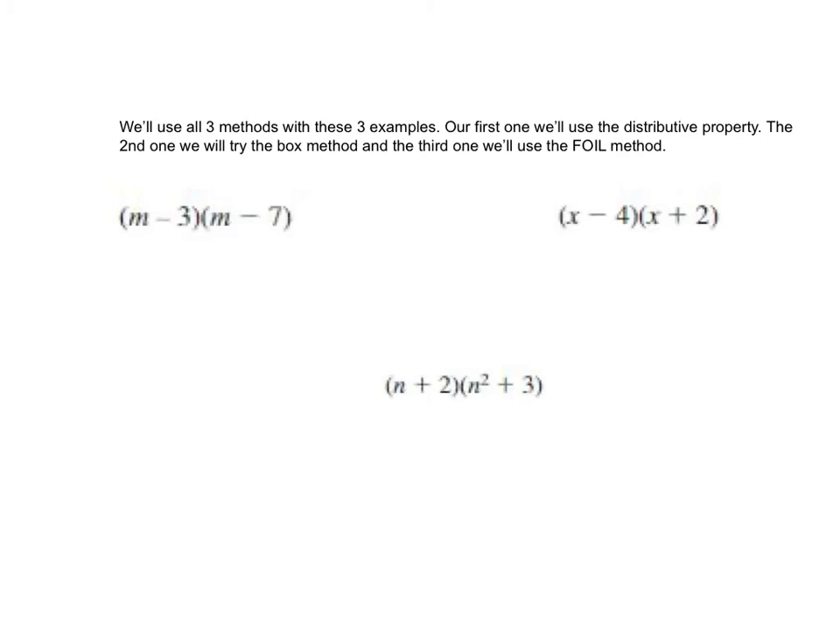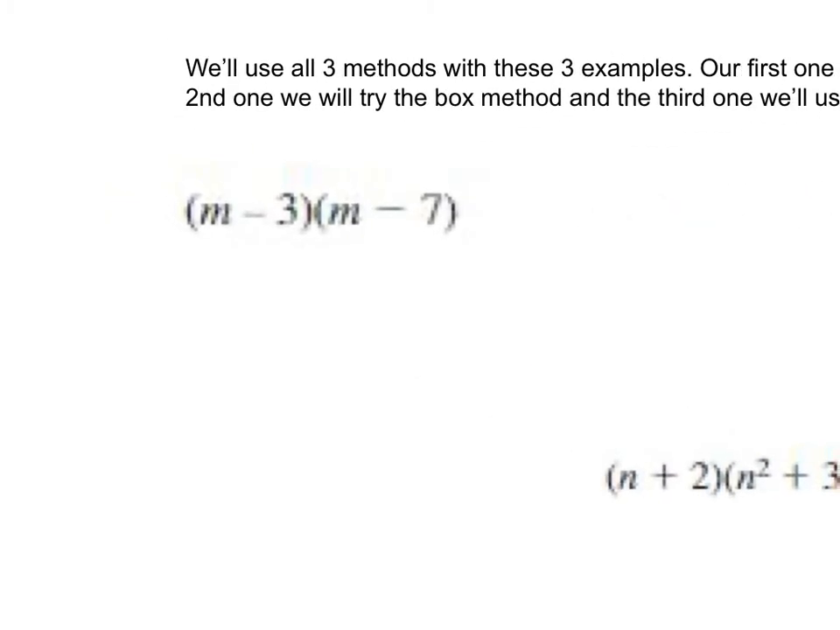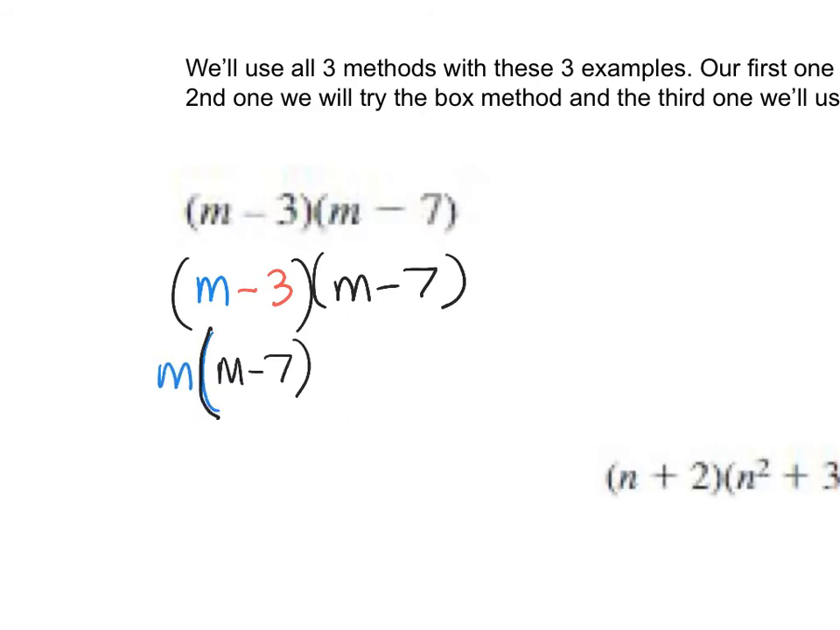So the first one, I'm using the double distributive property. So again, those colored pencils or pens, I'm going to rewrite this as m minus 3 and m minus 7. So this would be the blue m times m minus 7, minus 3 times m minus 7. It takes a little longer to switch your pens, but sometimes it makes it so much more obvious.